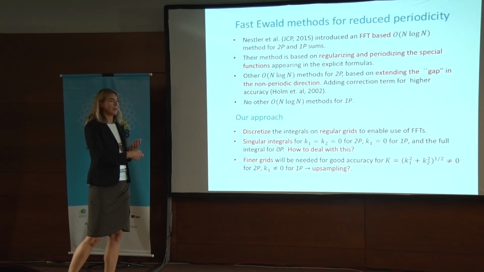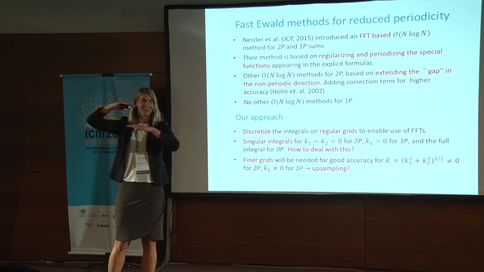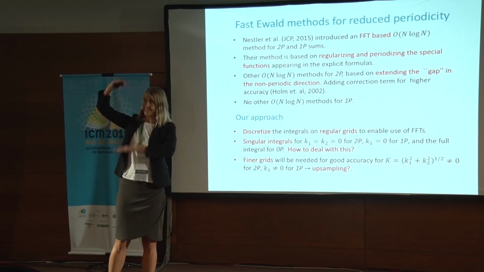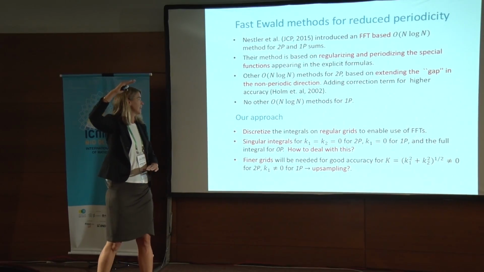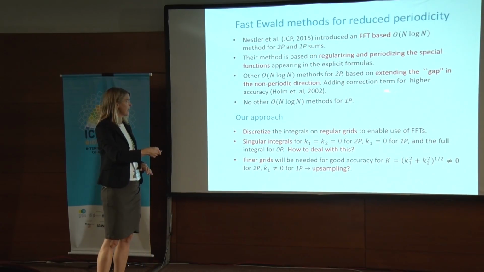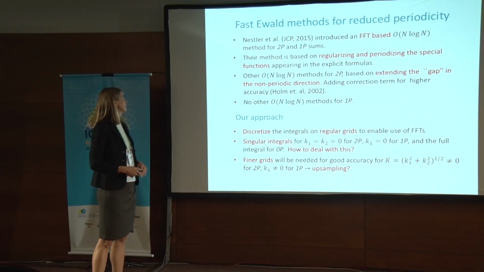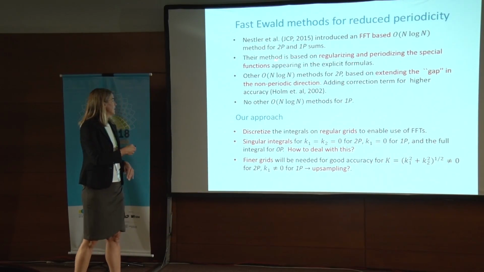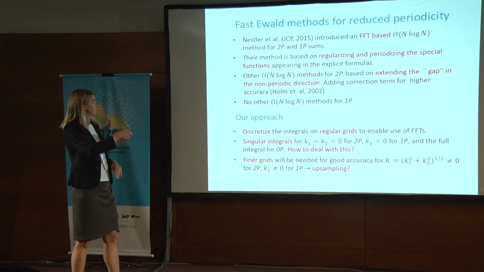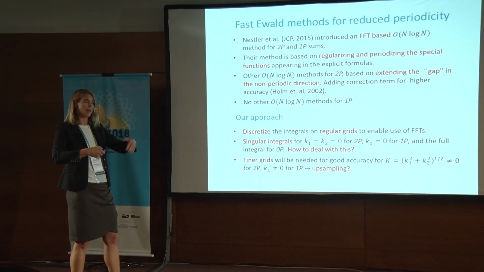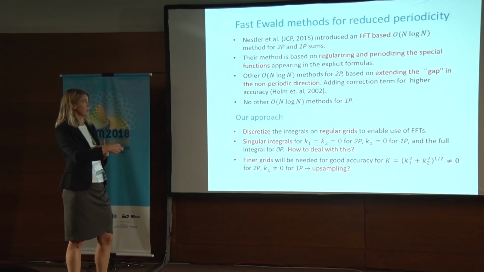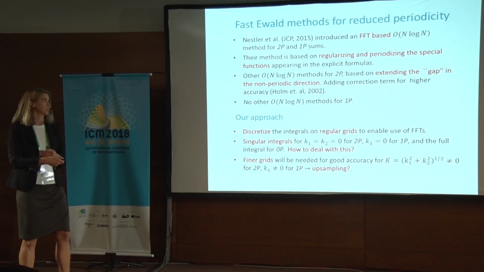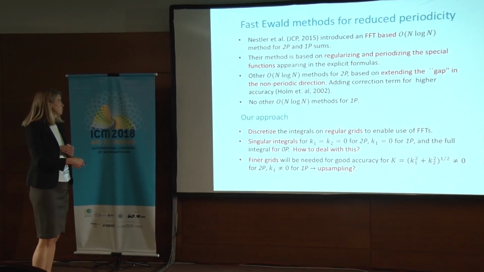For the doubly periodic case, the first idea was to say, okay, we have a domain, so let's just extend it and make it longer in that direction and see how it goes. That is not so accurate, but you can add a correction term to make it more accurate. Then there was also another method just appearing, but they really work starting with this. If you evaluate these integrals and you get these special functions, it's based on regularizing and periodizing these functions. So our approach is going to be very different.